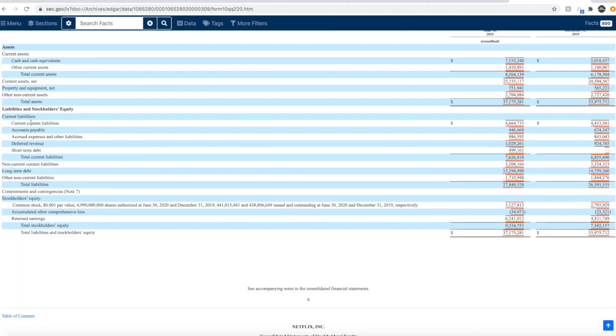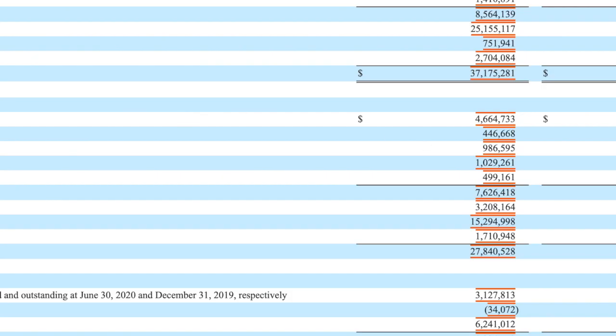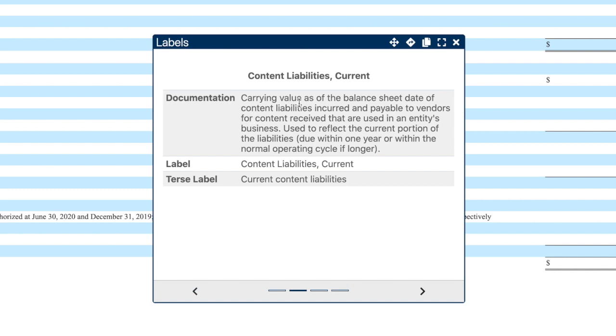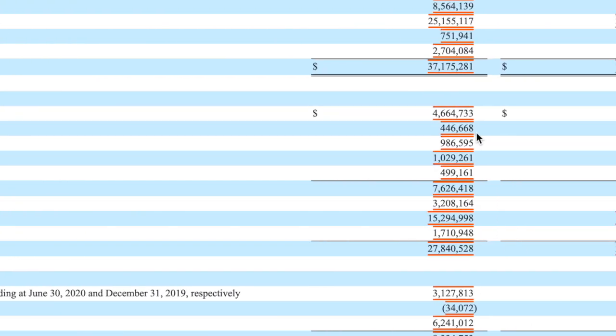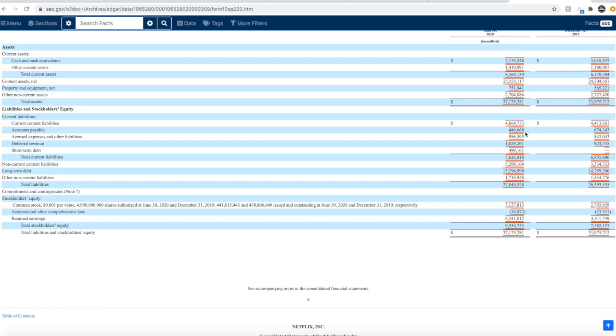As we can see, Netflix has around $4.6 billion in current content liabilities. This is the amount of money that Netflix has to pay to other companies for producing their content and for licensing content within the next year. Netflix also has around $446 million of accounts payable. Accounts payable is just the money that Netflix owes to suppliers that they haven't yet paid.